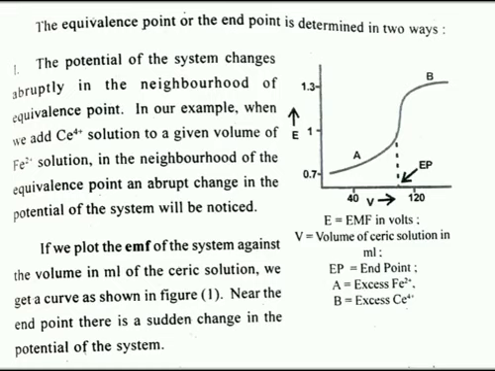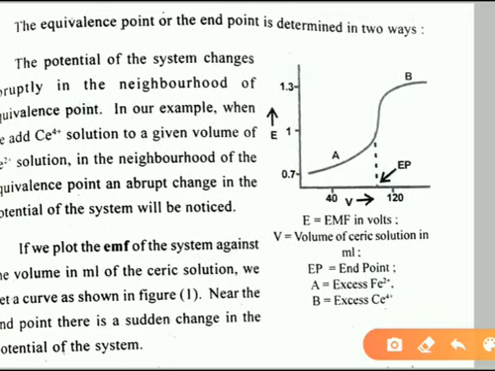In our example, that is cerium 4+, we add Ce4+ solution to a given volume of Fe2+ solution. In the neighborhood of the equivalence point, an abrupt change in the potential of the system will be noticed. So if we plot the EMF of the system against the volume in milliliters of the ceric solution, we get a curve as shown in the figure here. Near the end point, there is a sudden change in the potential of the system. Here it is the end point.